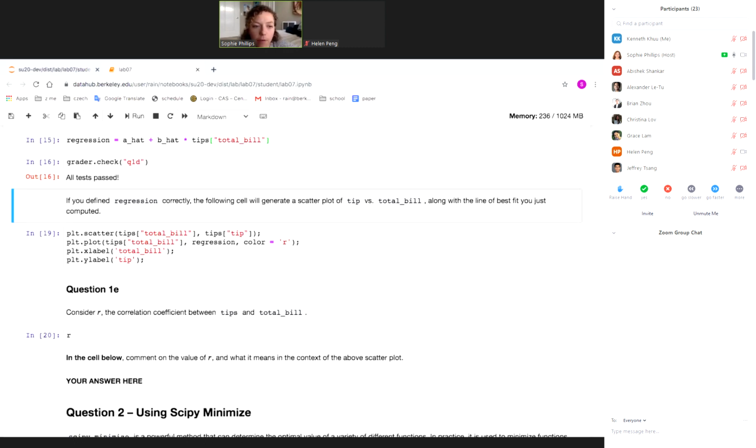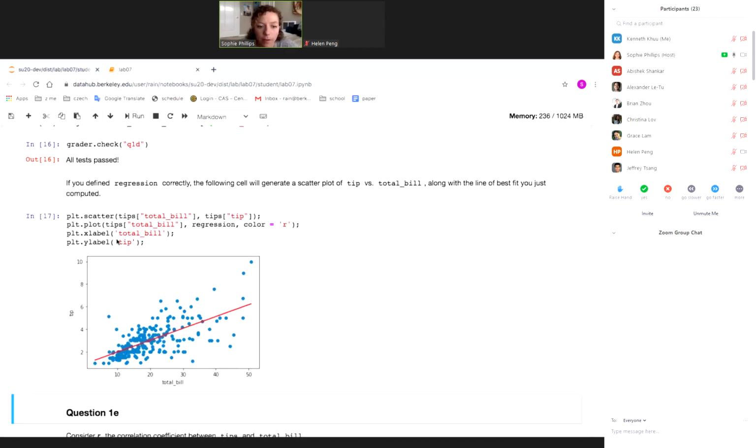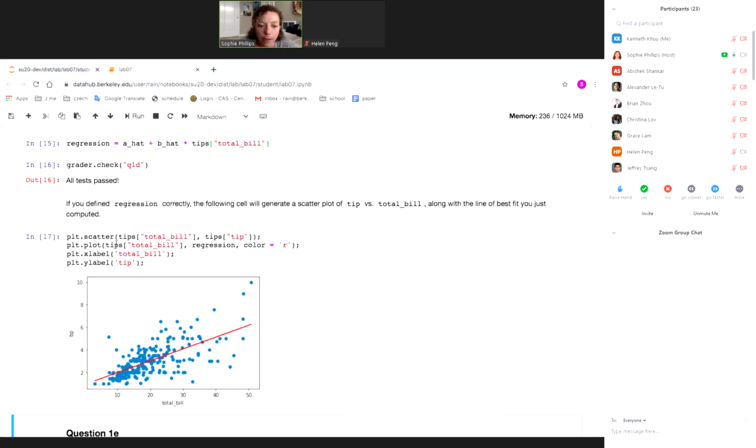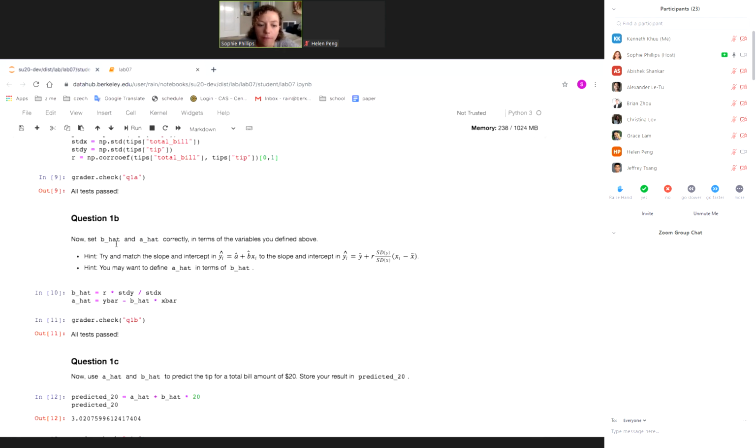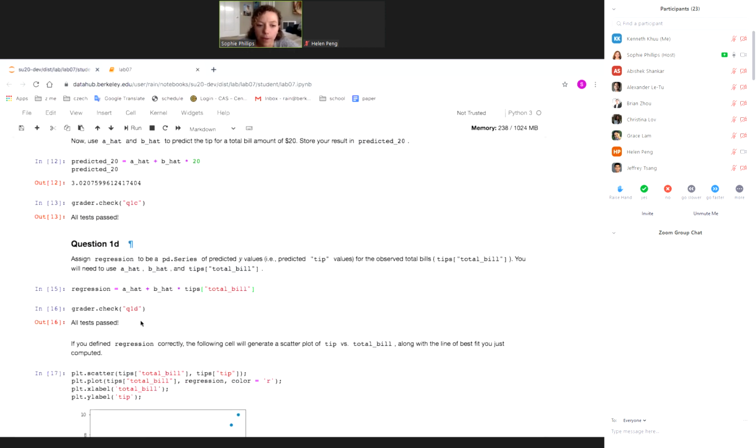If you define regression correctly, the following cell will generate a scatter plot of tip versus total bill along with the line of best fit. So let's see if our manual computations got a similar plot to Seaborn. The axis scales are off, or the range is different, but this looks about the same.